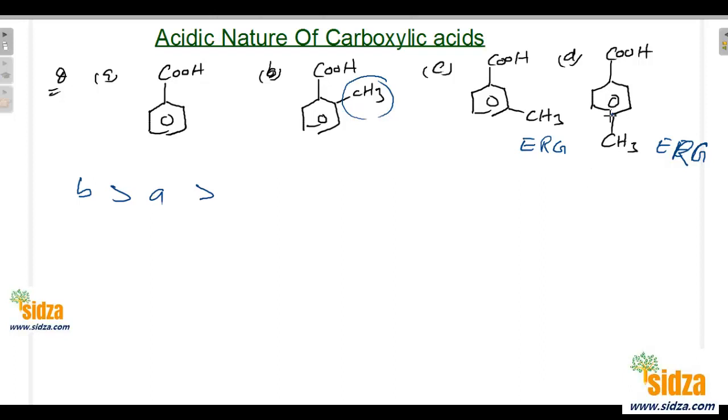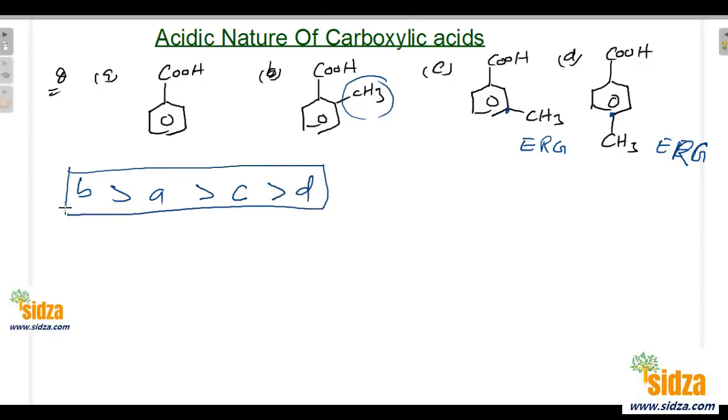Then in this case, we have a group at the para position, and here you have the methyl at the meta position. As I said, a group shows more effect when it is present at the para position than at the meta. So the group at the para position will decrease the acidic nature more than the meta position, which means C is more acidic than D. So this will be the decreasing order of the acidic nature of these four carboxylic acids. Hope you got the concept.